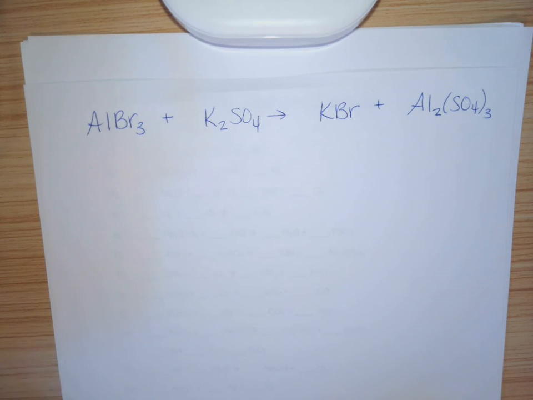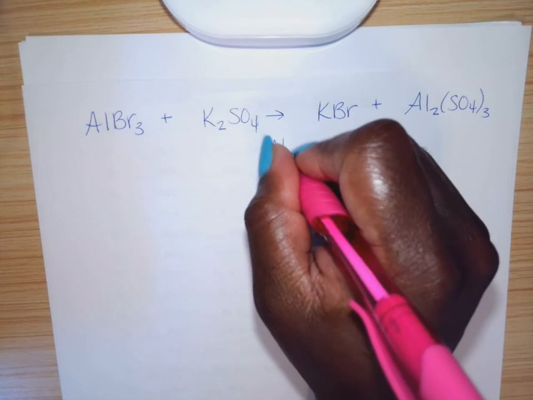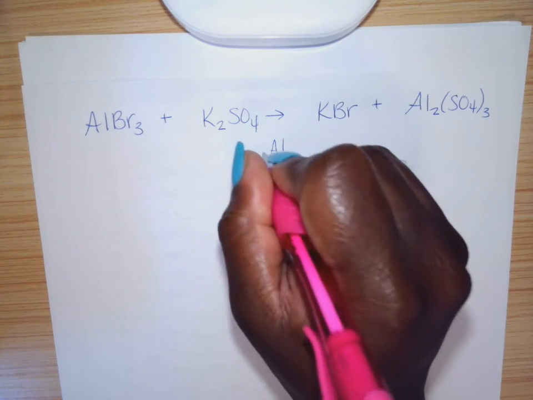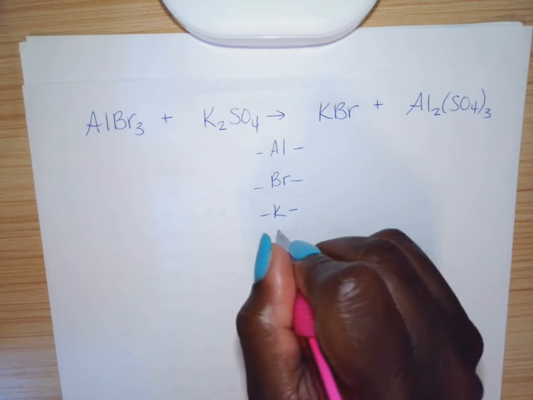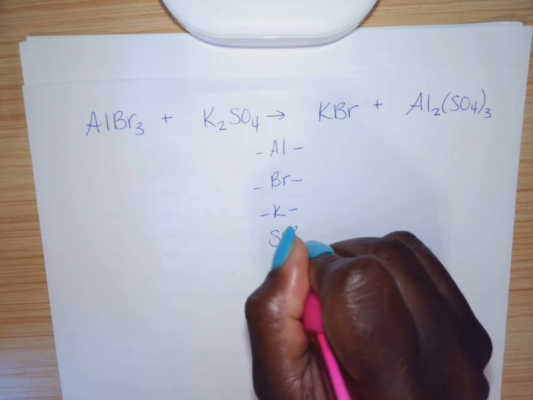So if you started with sulfate, you still end up with sulfate. So I could balance the number of ions present. I can balance my aluminum ions. I can balance the bromine ions. I can balance the potassium ions. And I could cheat and balance the sulfate ions.